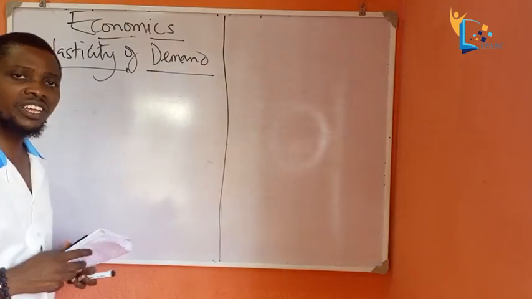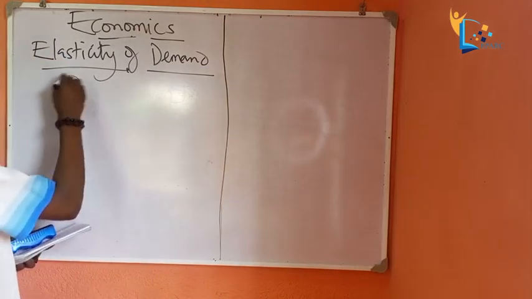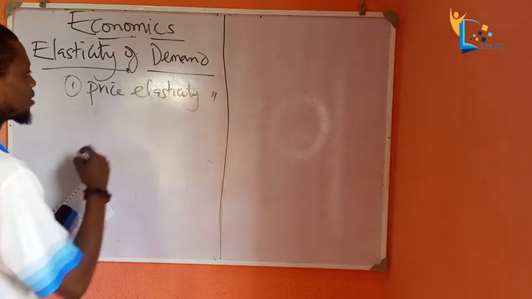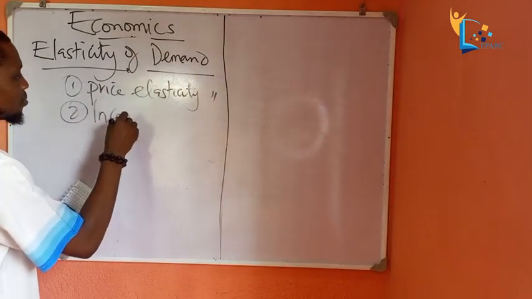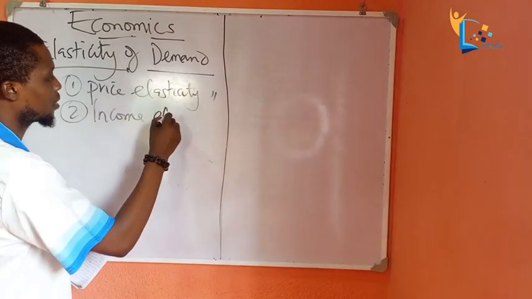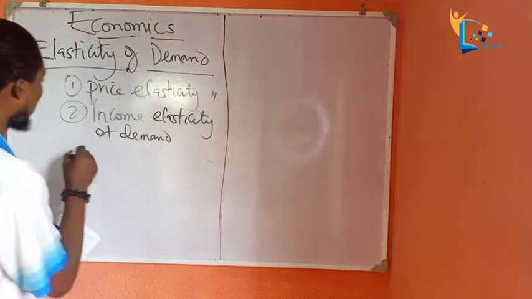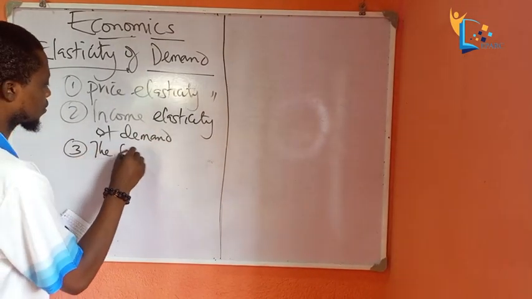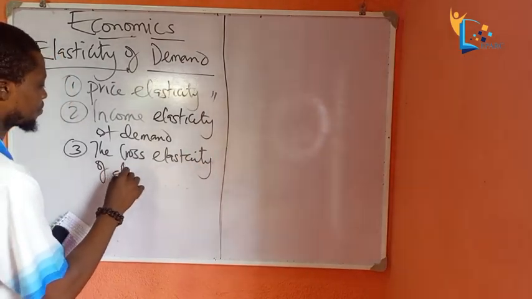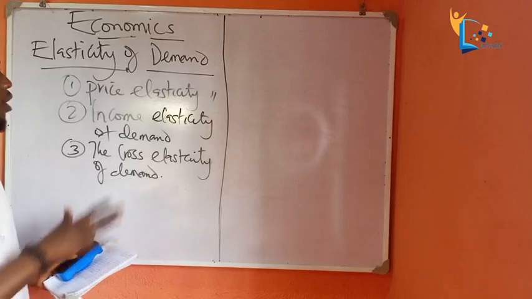Fundamentally, there are three kinds of elasticity of demand. Number one, we have the price elasticity of demand. Number two, we have the income elasticity of demand. Then finally, we have the cross elasticity of demand. All right, so we're going to take them one after the other.